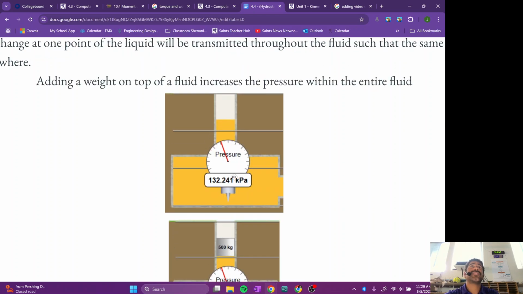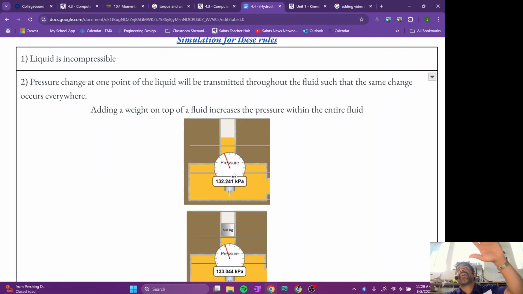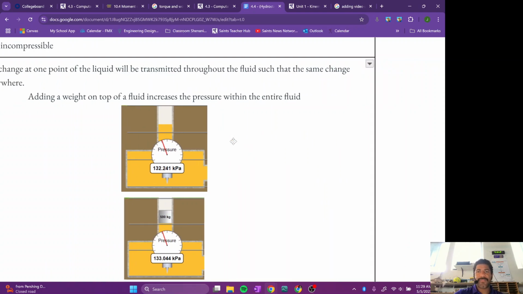Okay, so essentially, when you add external pressure to something, it's going to get distributed evenly throughout the fluid. That is Pascal's principle, as it's known. Pascal, that's what his famous principle is. That's the first thing you have to know.